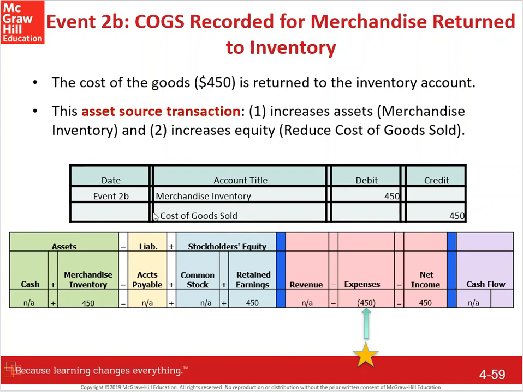Well, yeah, it's a return, so everything's opposite. So that credit to cost of goods sold is actually reducing the expense down here. This looks weird, right? It's a double negative. It's reducing the expense, which is making net income go up. So both sides of the accounting equation are going up as we put those goods back on the shelf.